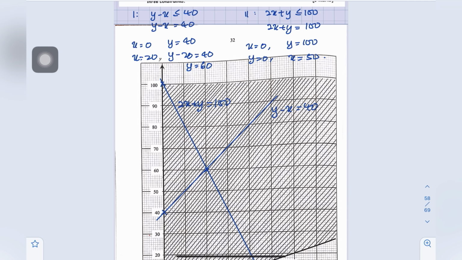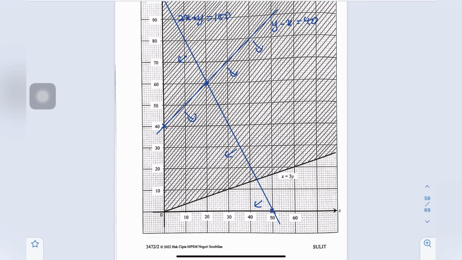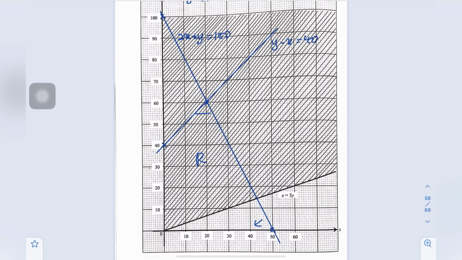For the first one, it is less than, so at the bottom. For 2x plus y is this one, so same, less than. So the shaded region is right here. Okay, so R is right here. The rest you have to erase. Okay, so like this. Shade the region, this one.